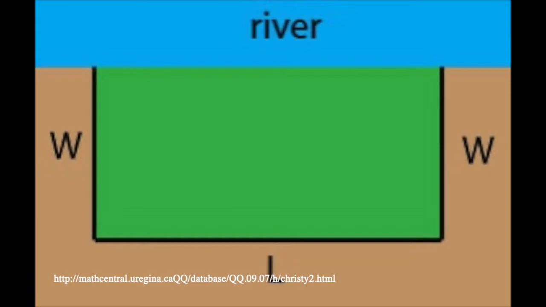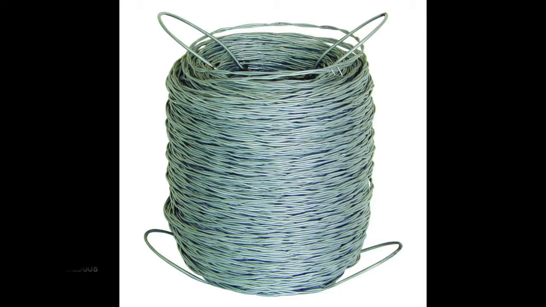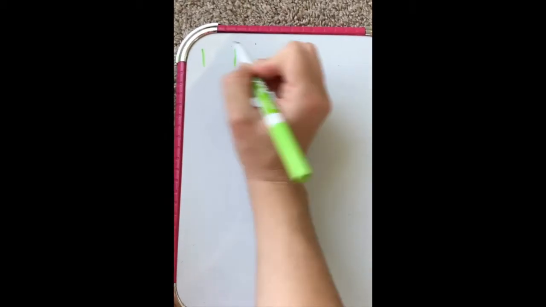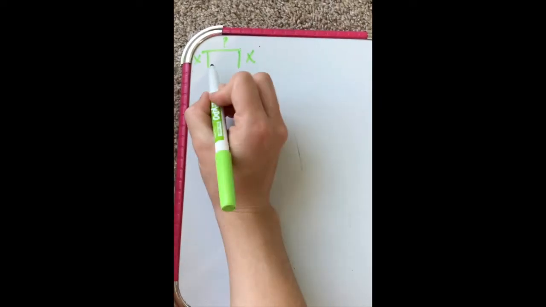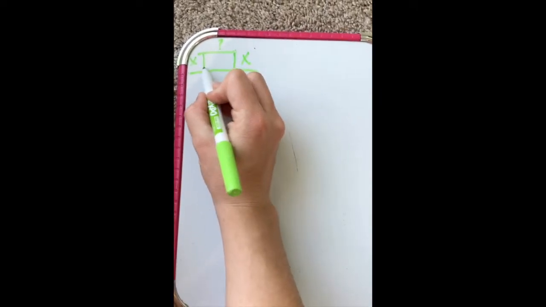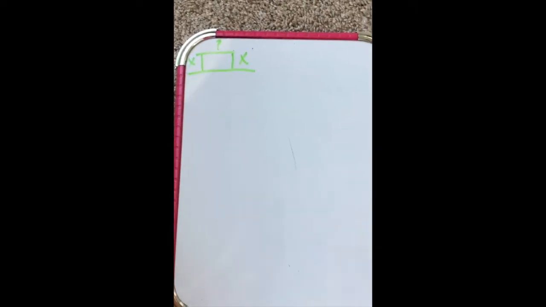Here's an illustration of our problem, and remember he only had 1,300 meters of wire. So let's draw a little diagram. x, x, question mark. This is the river. So we just have three sides to find.